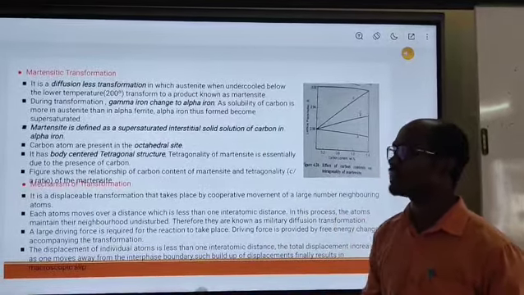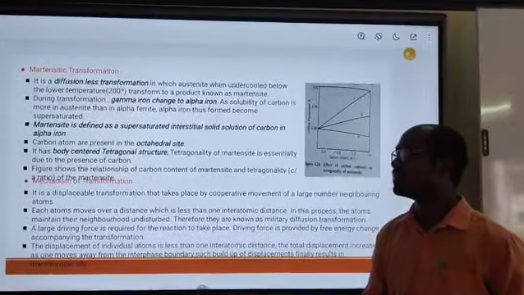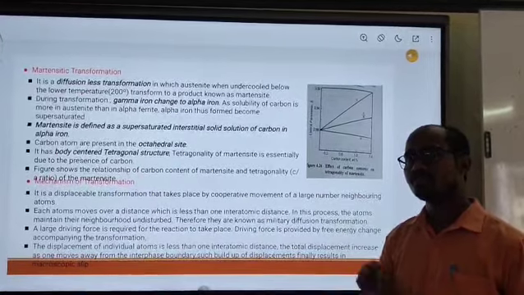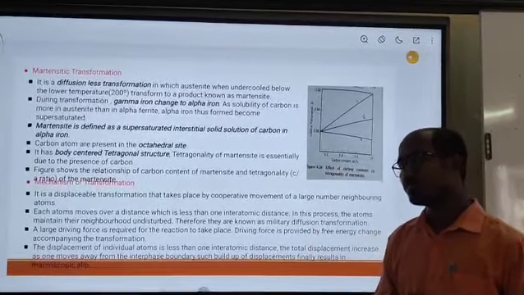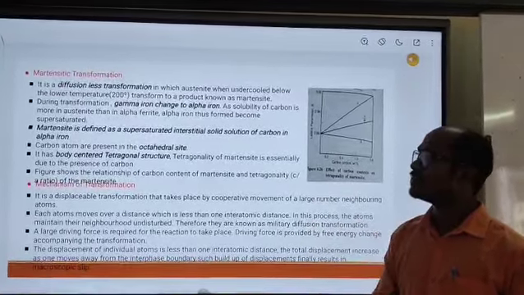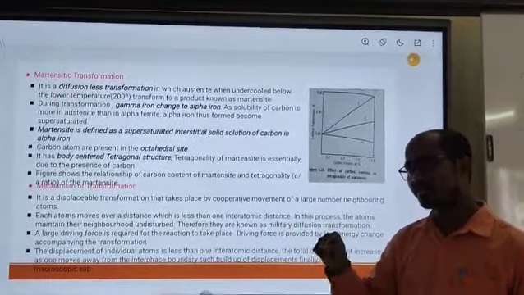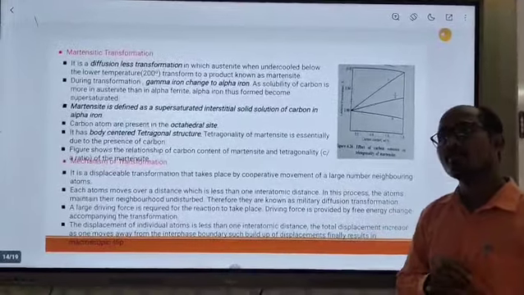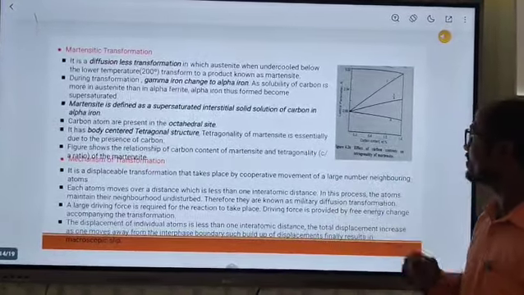If we define Martensite, it is a supersaturated solid solution of carbon in alpha iron. It has the BCT structure, and the BCT structure changes with increasing carbon percentage. Up to 0.2% of carbon, the Martensite structure remains BCC. After increasing beyond 0.2% of carbon, Martensite remains BCT, because the tetragonality increases with the carbon percentage. So how is it increased?